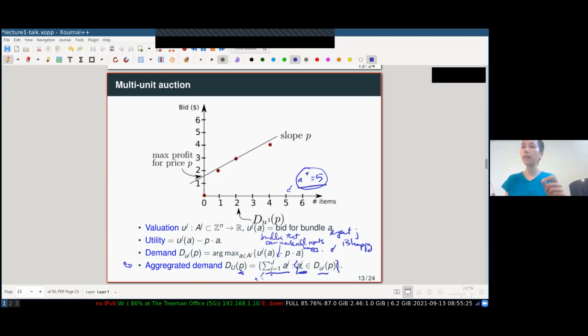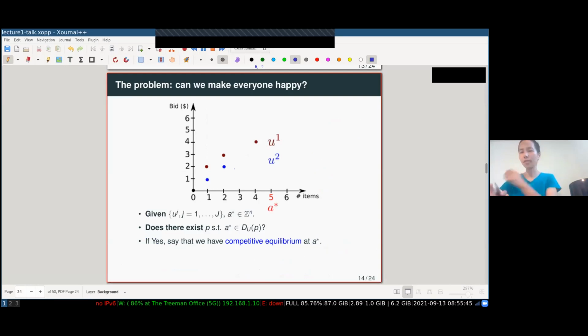Given my UJ and A star, I need to find P such that A star lies in the aggregated demand at price P. Okay. Any questions on this? Maybe I'll go through, well, in the interest of time, if that's okay, I'll just run through a small example, and hopefully that should be clear.